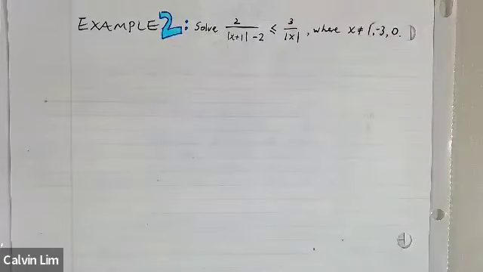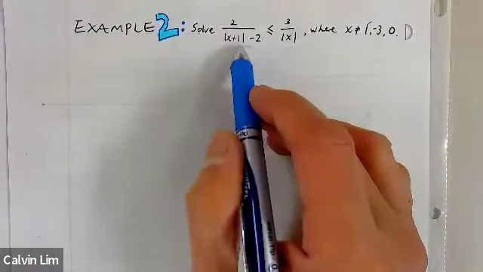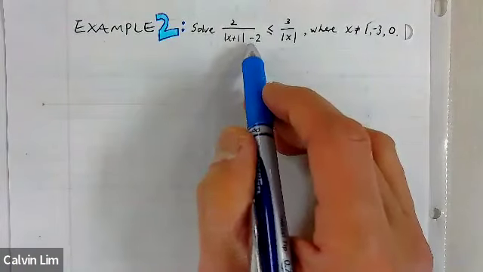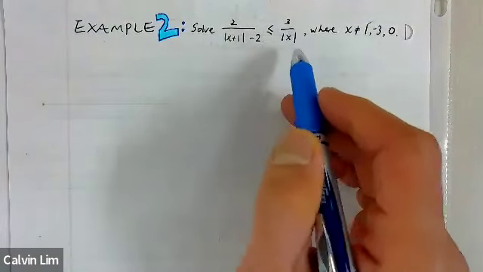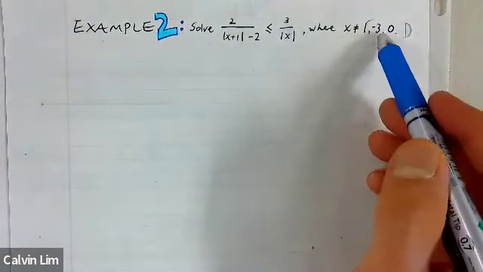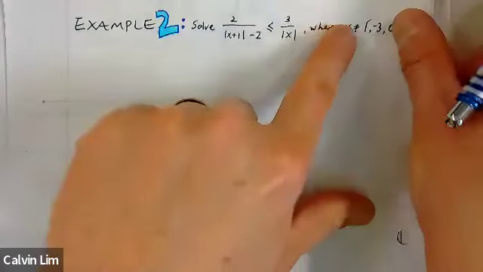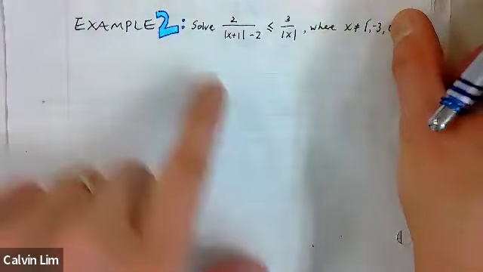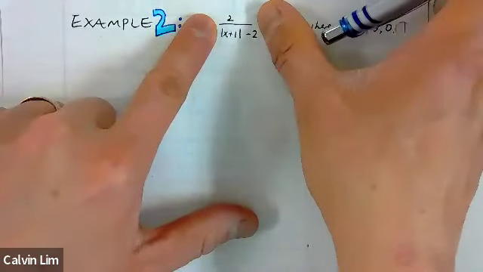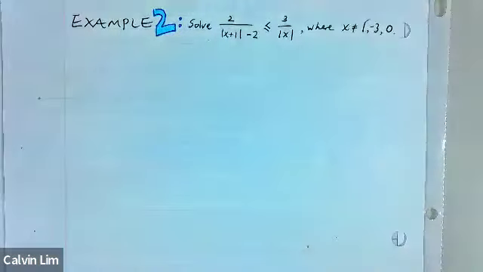All right, ladies and gentlemen, let's come back to this question here. So solve this inequality. 2 over absolute value of x plus 1 minus 2 is less than or equal to 3 over absolute value of x, where x cannot equal 1, negative 3, or 0. So these are the what? Negative 1 and negative 3 are the vertical asymptotes of this, right? And 0 is the vertical asymptote of that.